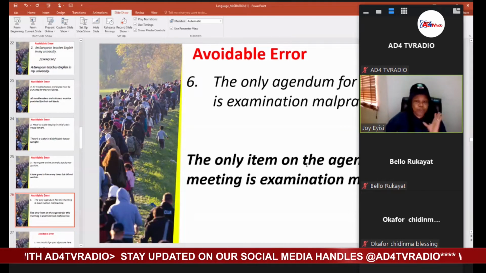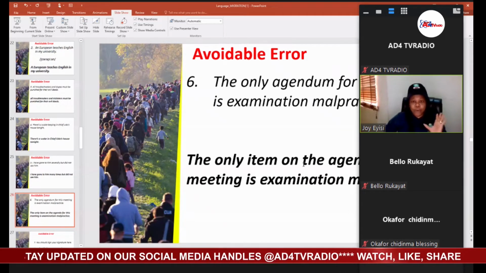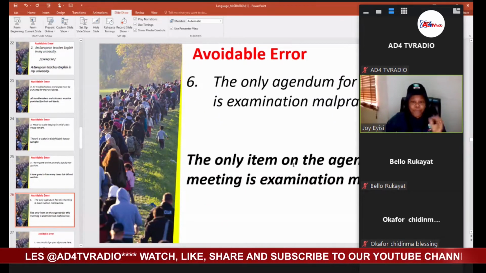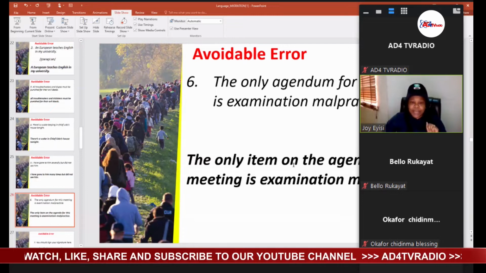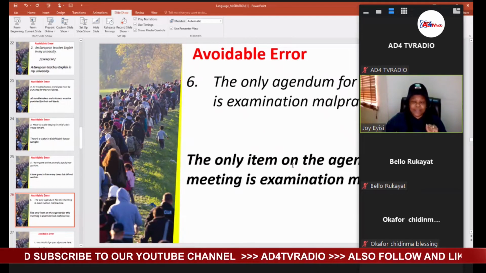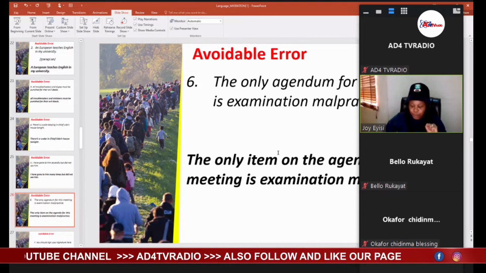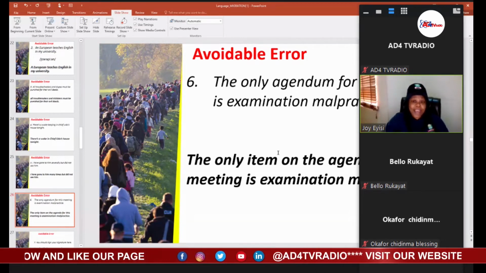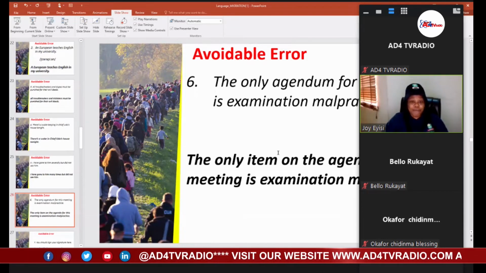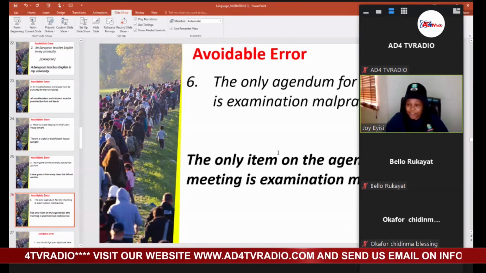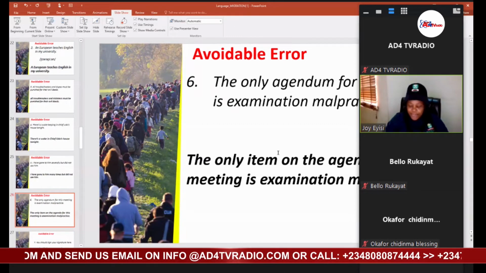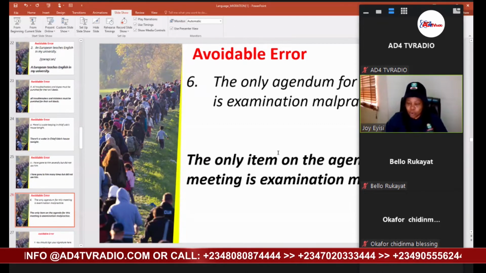That's when you want to be specific. You can use item to make it singular. The only item on the agenda for this meeting is examination malpractice. There's also nothing wrong with saying the only agenda for this meeting is examination malpractice, because in English, agenda stands for singular, it also stands for plural.